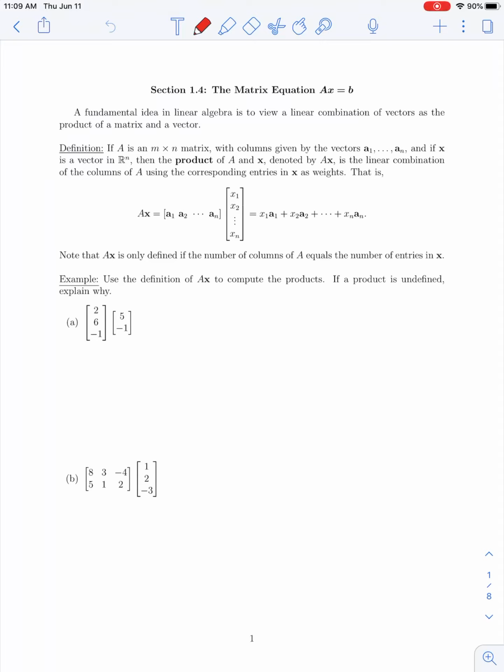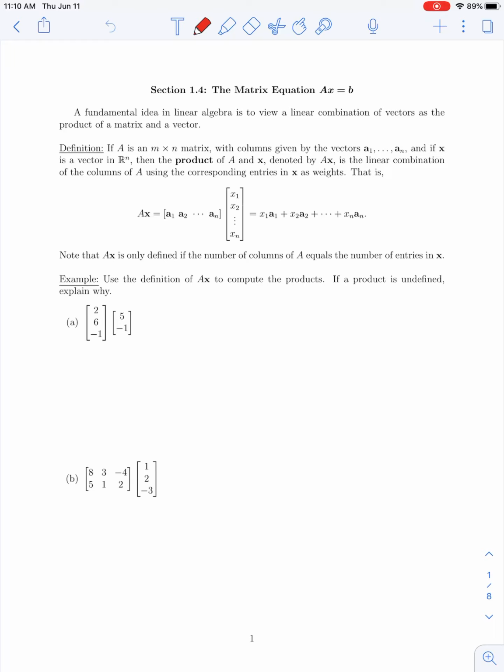Okay, in today's lecture, we're going to cover the section 1.4 material on the matrix equation A times X is equal to B. So we'll discuss that equation in full detail in this section. And the idea that we're going to be looking at in this section is to try to describe a linear combination of vectors. So a linear combination like we saw in the previous section, 1.3, will be viewed as the product of a matrix and a vector.